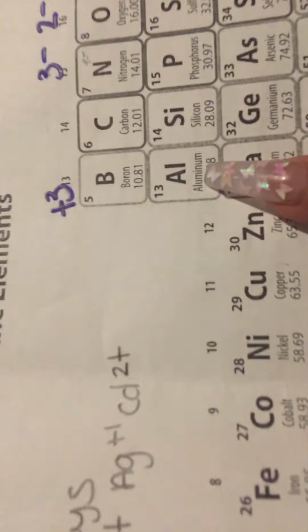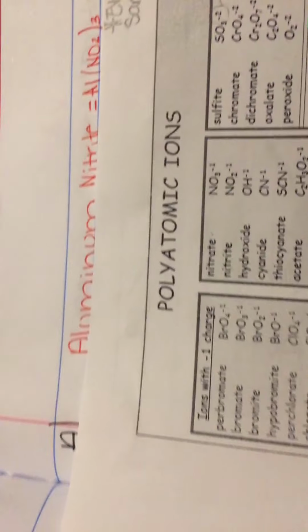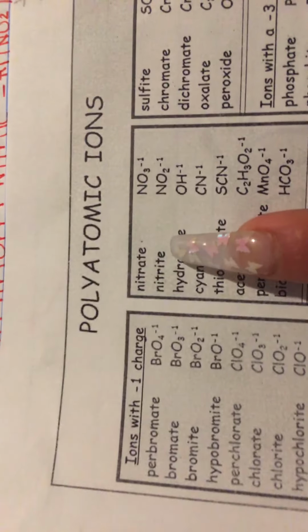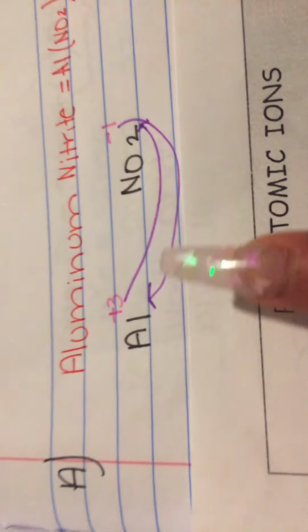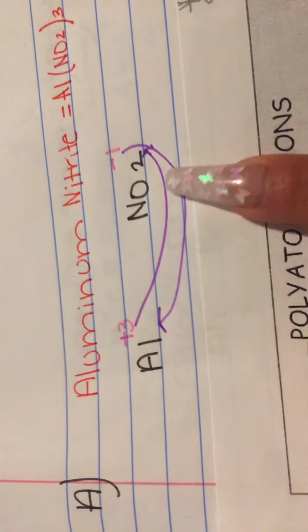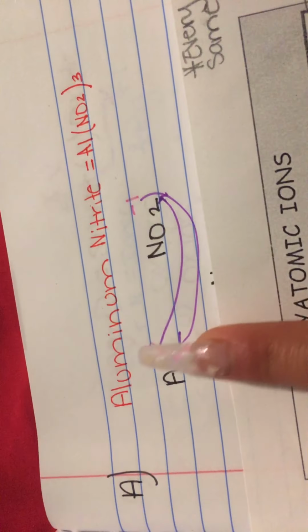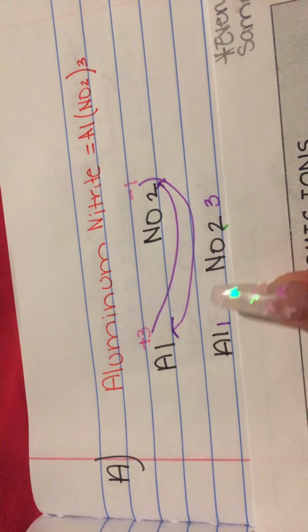Well, if we take a look at the periodic table, aluminum is Al with the positive 3 charge, and nitride is actually located on the polyatomic ions chart, and it's right here. And that says it's NO2 with the negative 1 charge. As demonstrated here, Al with the positive 3 charge and NO2 with the negative charge. We want to actually switch these around and drop the positives and negatives, and it will look like this.